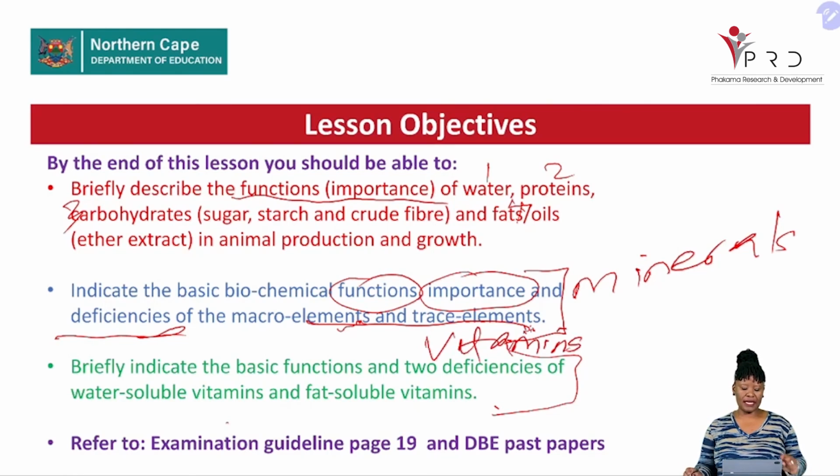So you look at water, proteins, carbohydrates, fats and oils, minerals, and vitamins. And as you can see, what is important is to know their functions. All of them are directing you to the functions. And with minerals and vitamins, you are expected to know their deficiencies, both of them.